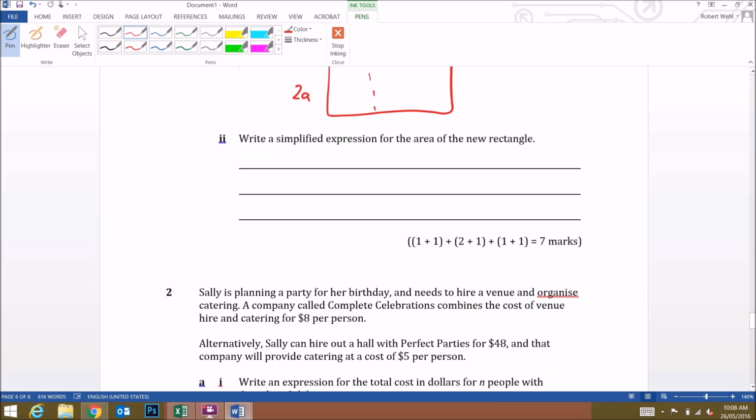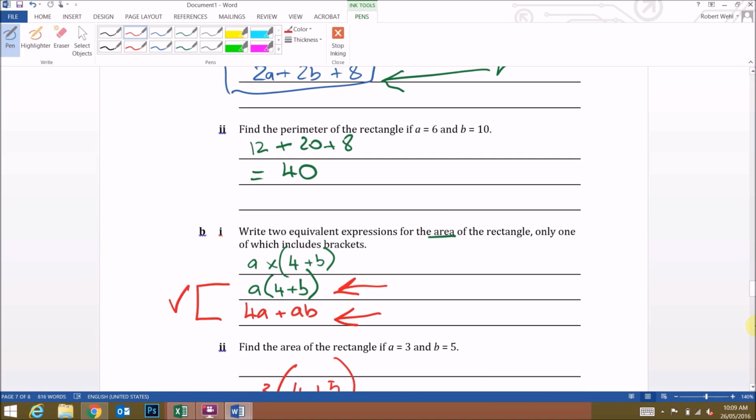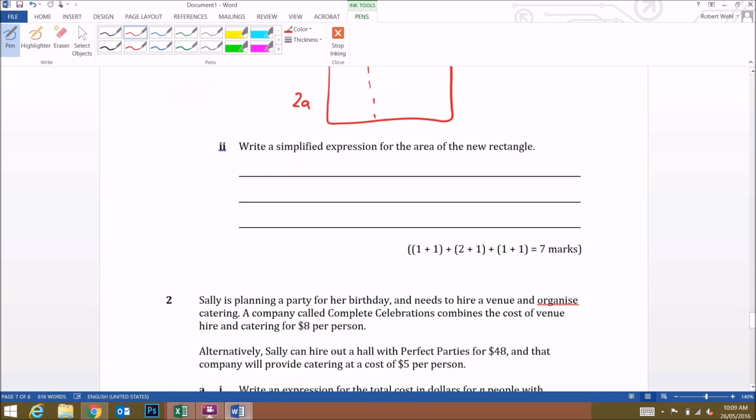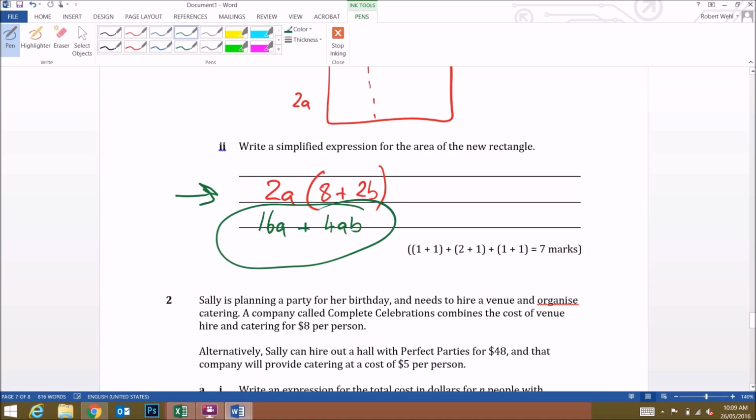Write a simplified expression for the area of the new rectangle. All right, so what they want you to do here, because we know that it's 2A, bracket 8 plus 2B, is simplify this by using the distributive law, okay, and give us our answer. So 2A times 8 is 16A, plus 2A times 2B, which is 4AB, okay, and that would be the answer.